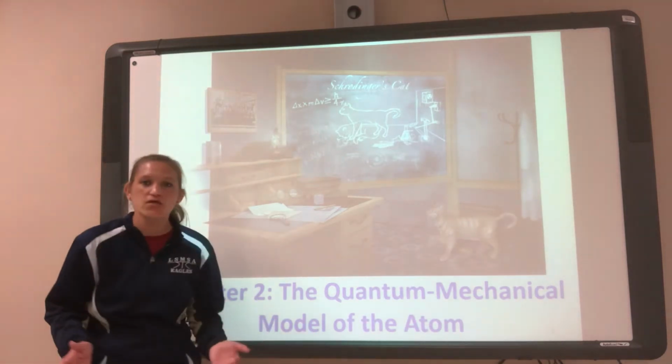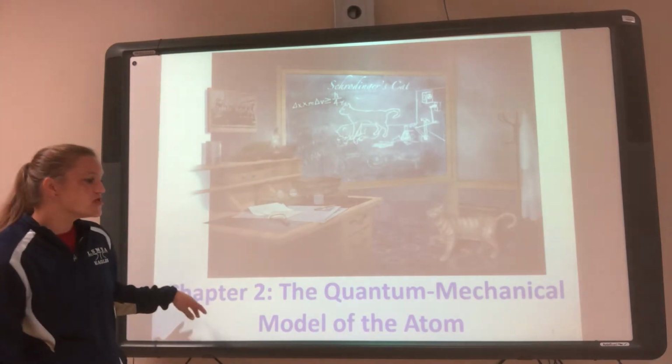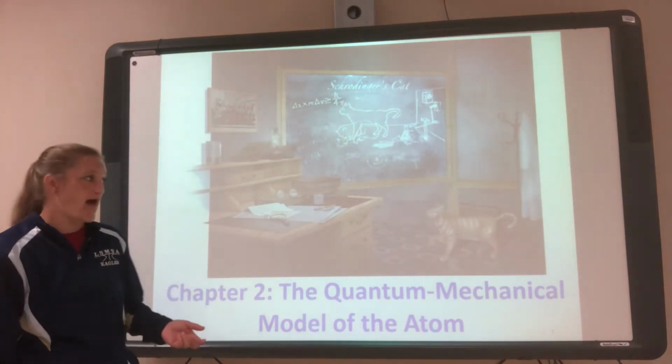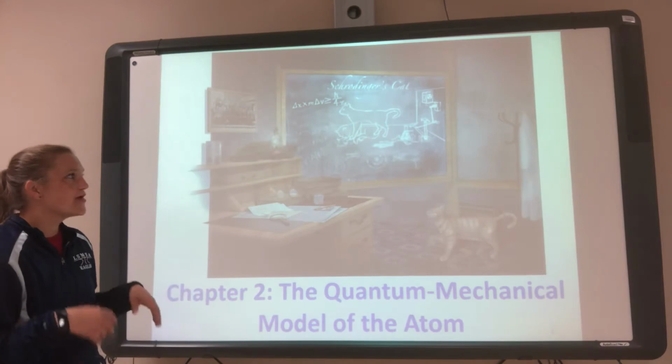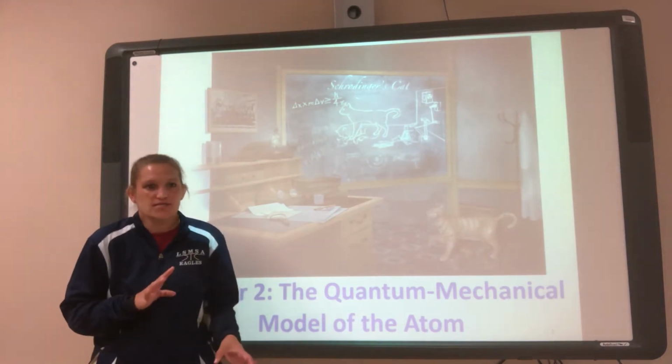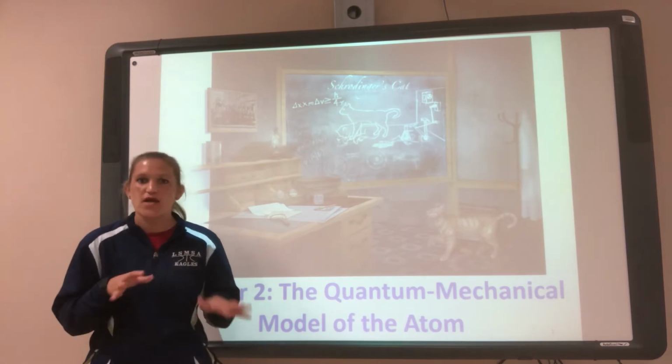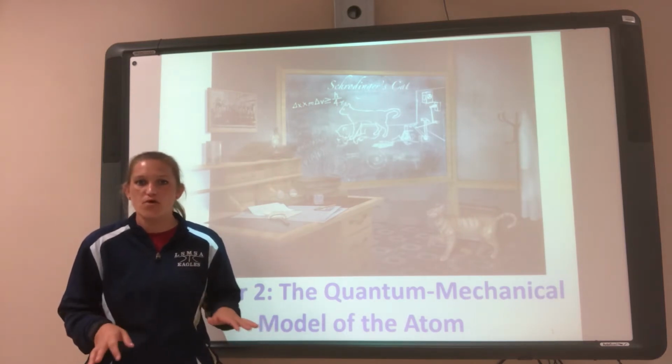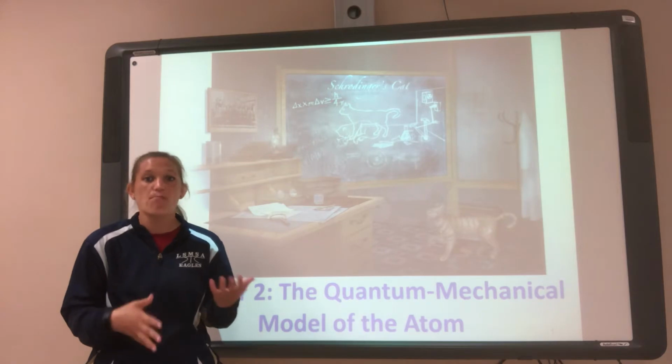So now we've moved on to chapter 2. Chapter 2 is the quantum mechanical model of the atom. Here we're going to start getting into the chapter that I say is a little bit more physics mixed with chemistry. So now we're going to get to that hybrid where we're talking about physics and chemistry combined.